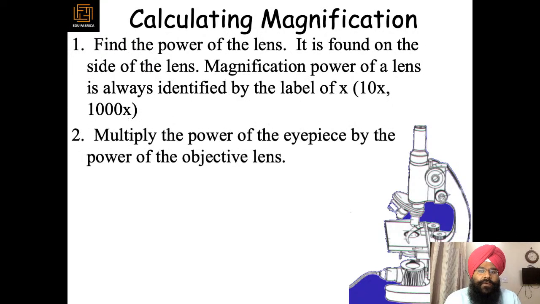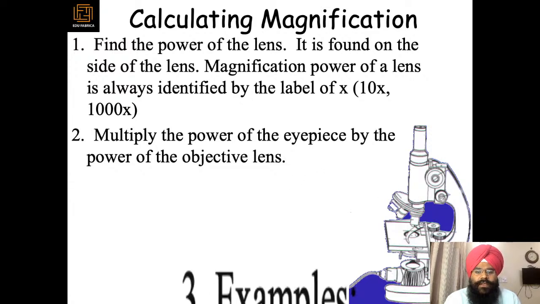So find the power of the lens, it is found on the side of the lens, and the magnification of a lens is always identified on its label. So multiply the power of the eyepiece by the power of the objective lens. Whatever the power of the eyepiece is, you just multiply by the objective lens.